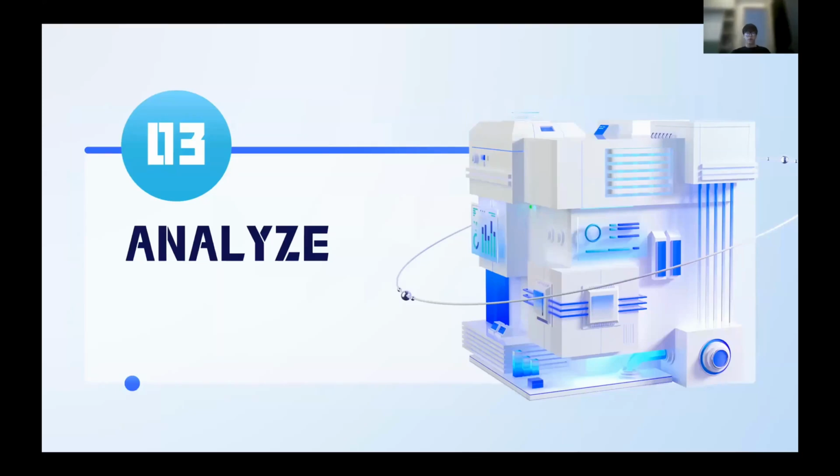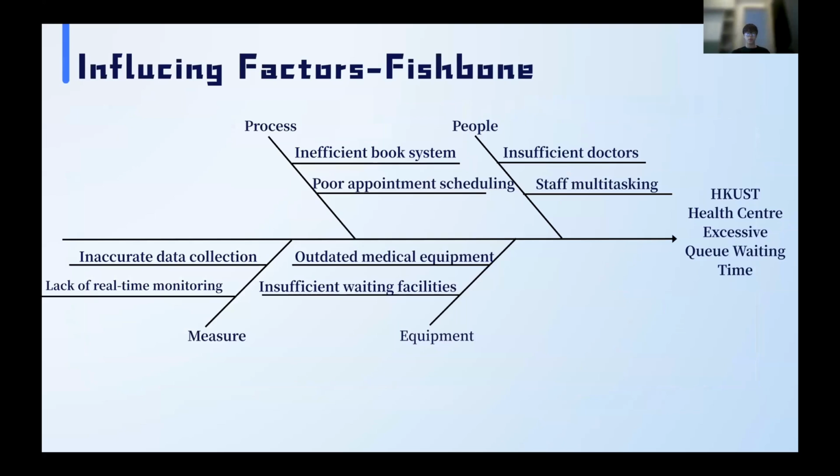I will now walk you through the analysis of our project. After defining the problem and measuring the current state, we moved into a deep dive analysis to identify the root causes of long waiting times at the HKUST Health Center. First, you can see our fishbone diagram. This allowed us to visibly map all potential causes across 4 key categories.